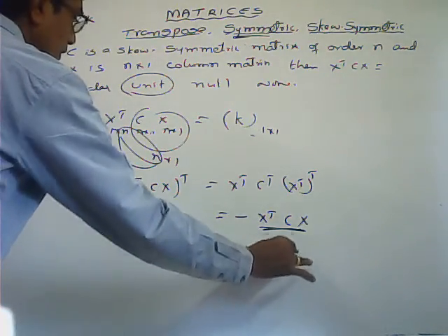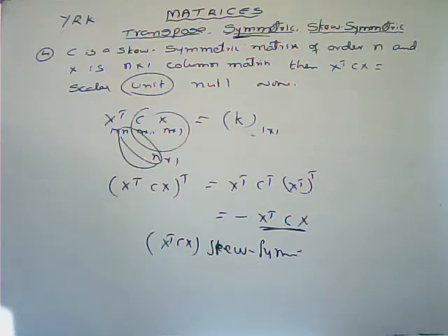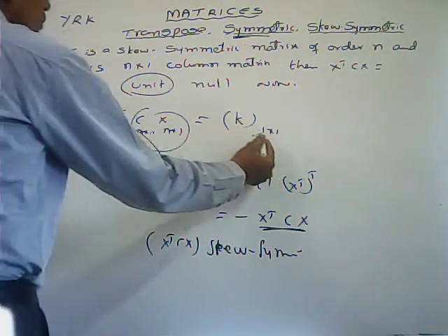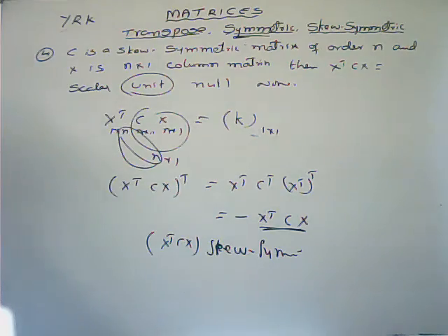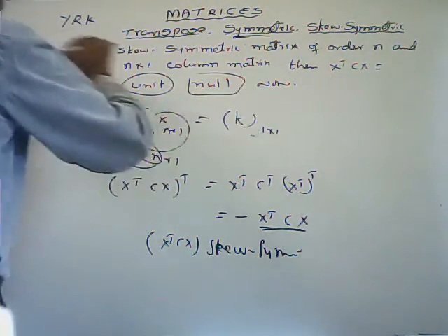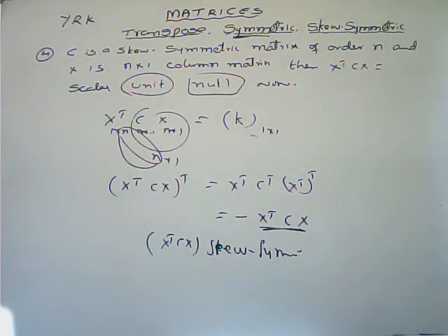In a skew symmetric matrix, all the diagonal elements should be equal to 0. Here only 1 by 1, first row, first column element, that should be 0. So this is the null matrix of order 1 by 1, 0 matrix.